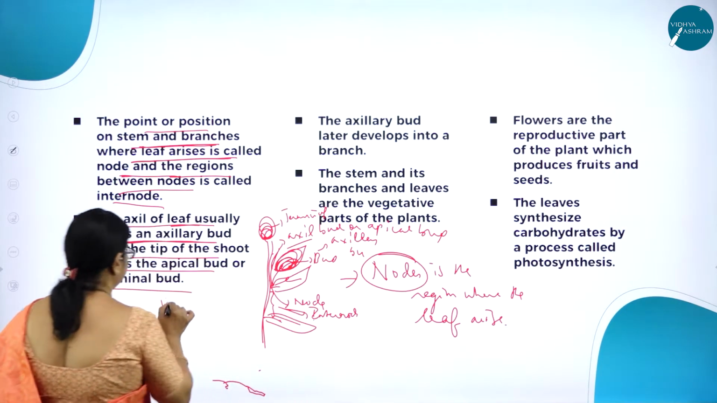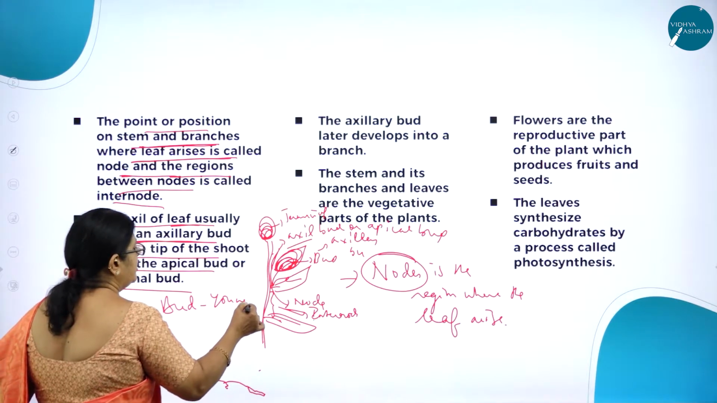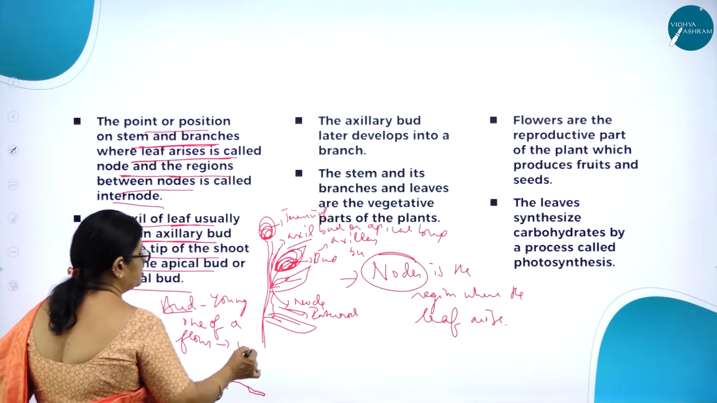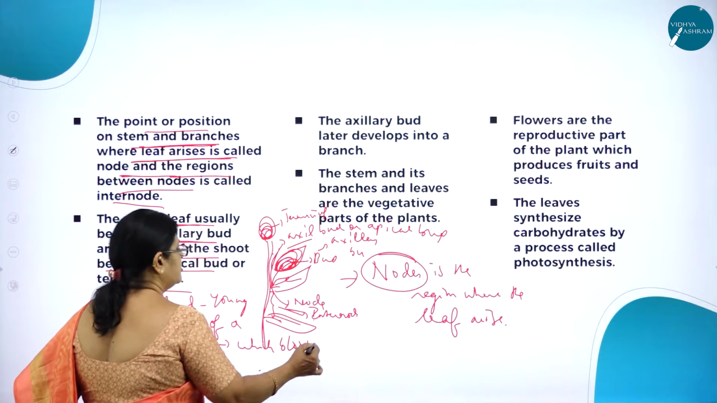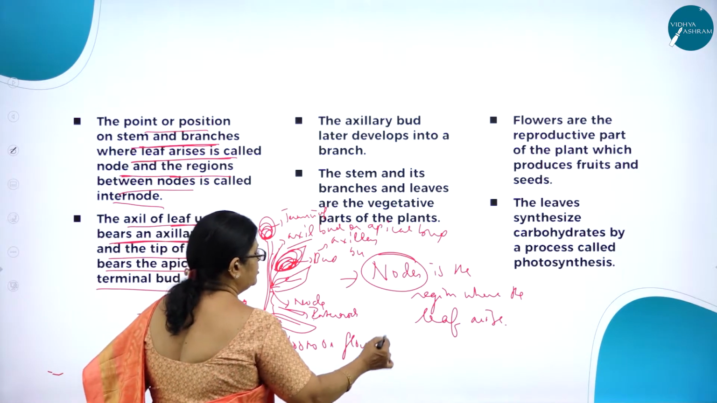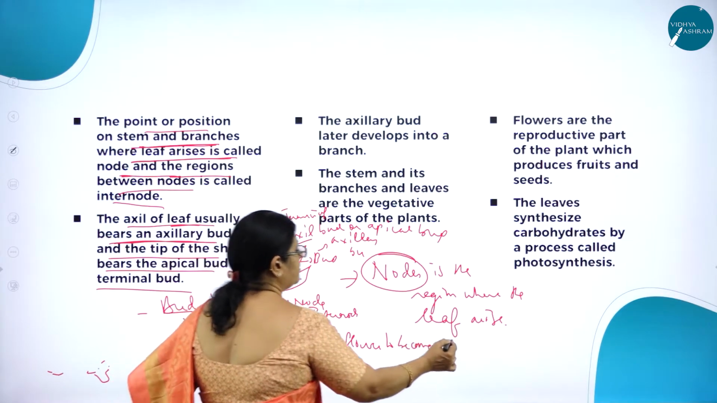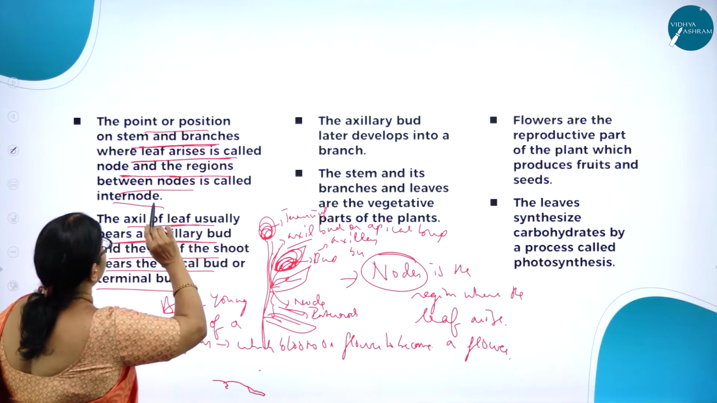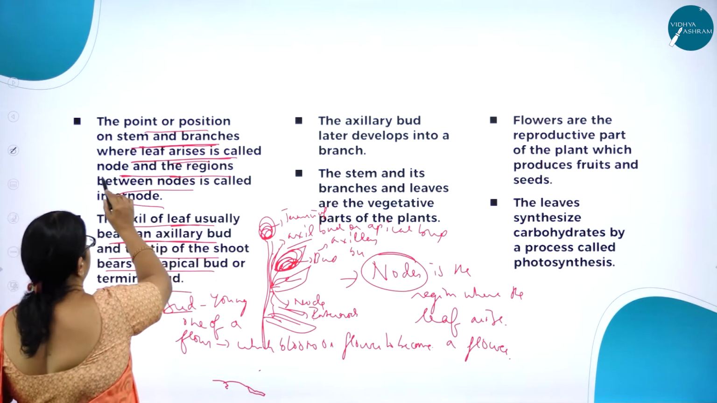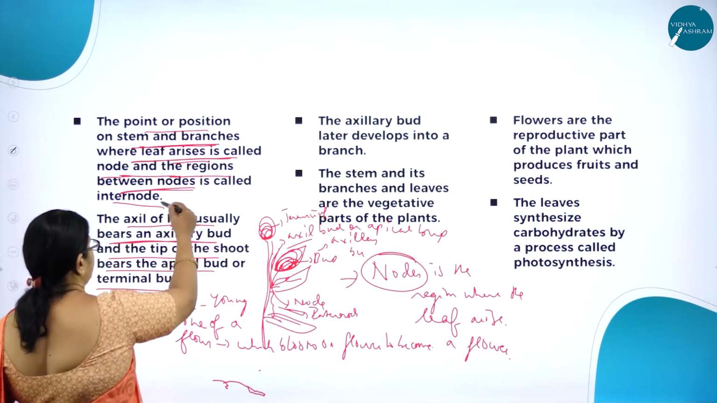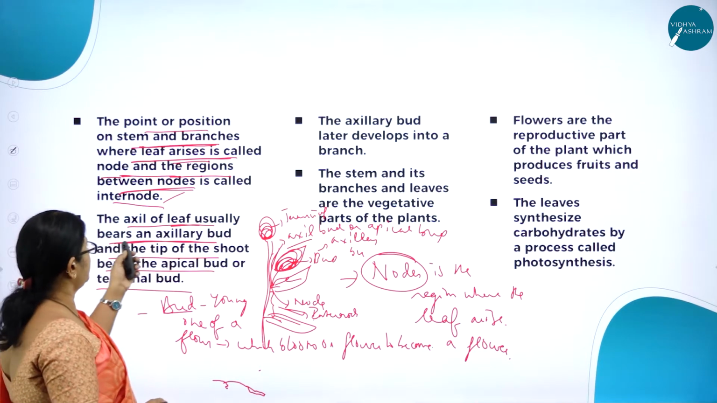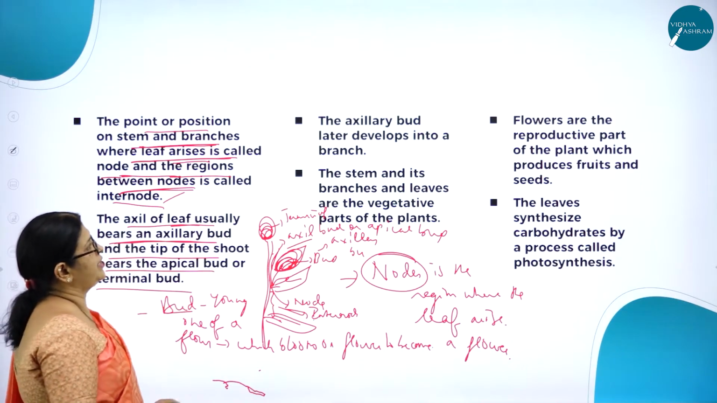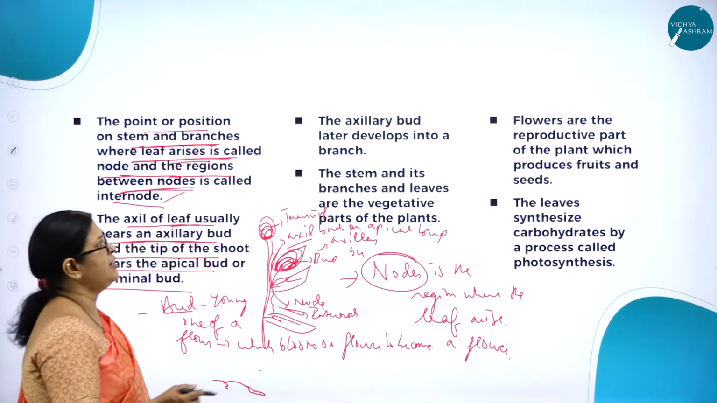What is a bud? Bud is nothing but young one of a flower. Young one of a flower is called bud, which blooms or flowers to become a flower. So the point or position of the stem and the branches where the leaf arises is called as a node, and the regions between the nodes is called as internode. And the axil of the leaf usually bears an axillary bud, and the tip of the shoot bears the apical bud or the terminal bud. The axillary bud later develops into a branch.